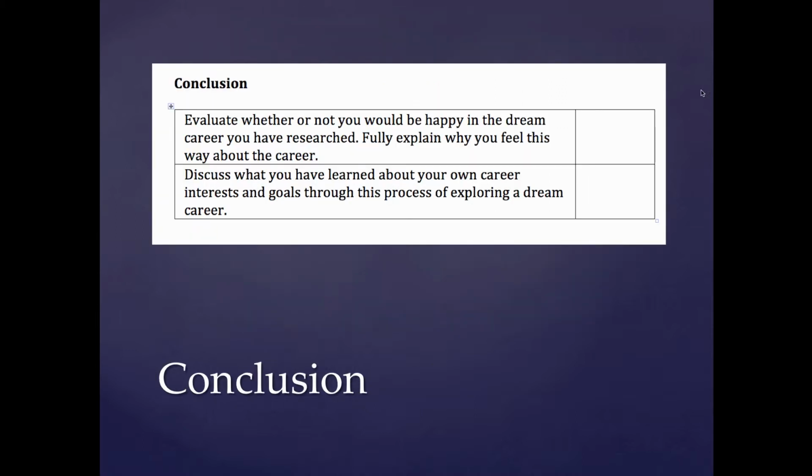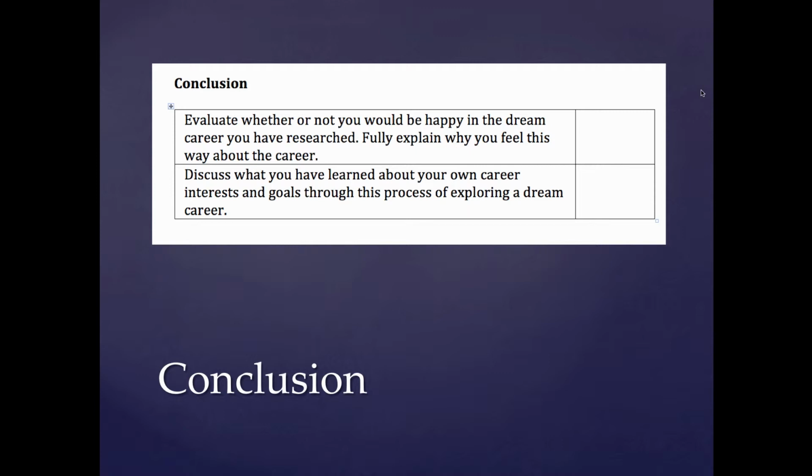Let's take a look at what the conclusion of this paper will do. It has two goals, and most of the time this is going to mean that you're going to need two paragraphs to do this, but some students are able to work it into one paragraph, and you can explore that possibility. So the first goal is to evaluate whether or not you'd be happy in the dream career and explain why you feel this way about the career. So by studying it, did you discover, yeah, this is even more awesome than I thought and this is what I want to do? Or by studying it, did you discover it's cool but not really the right thing for me? And then I'd like you to discuss what you've learned about your own career interests and goals through this process of exploring a dream career.